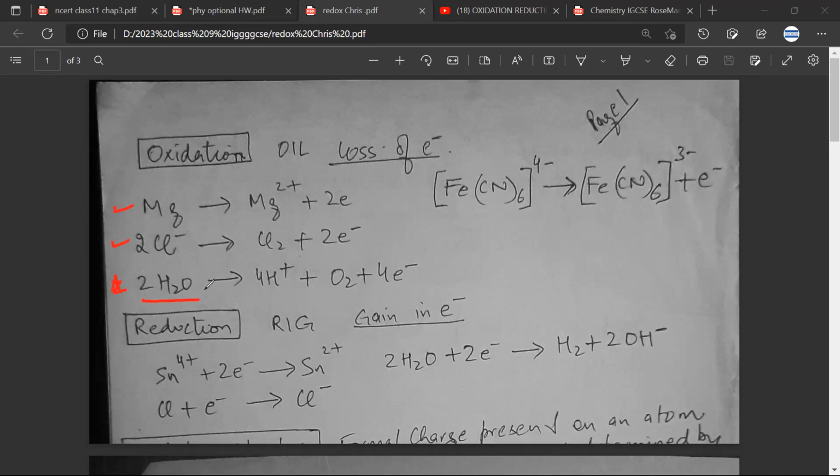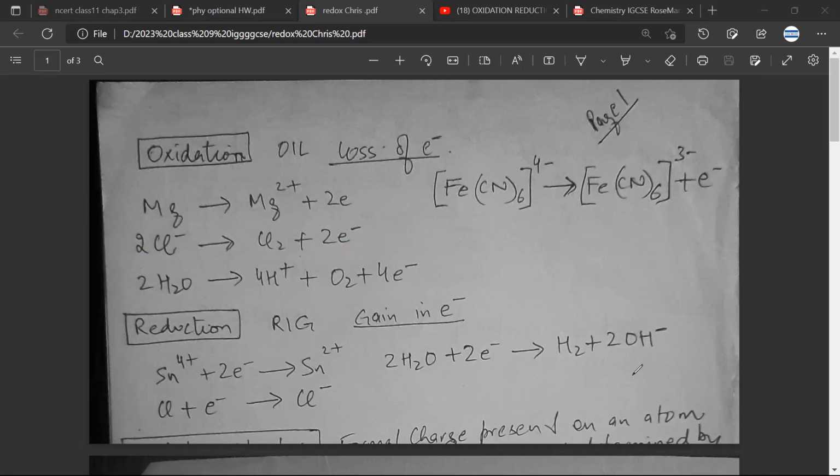Let us look at this. Here, water has broken down into four cations of hydrogen, all with positive charge, plus oxygen gas plus 4 electrons. So the 4 plus charge is balanced by the 4 negative charge, and that is why on the left hand side there is zero charge, and on the right hand side also there is a net zero charge. Chris, is it making sense or not?